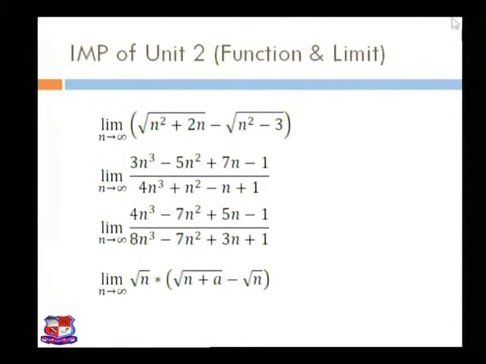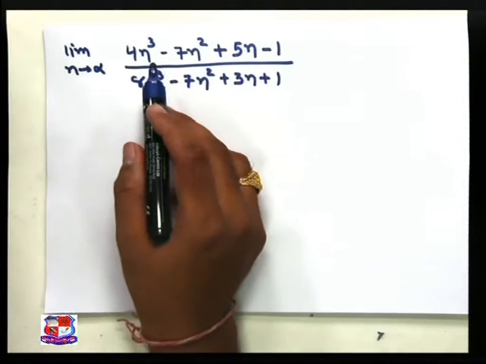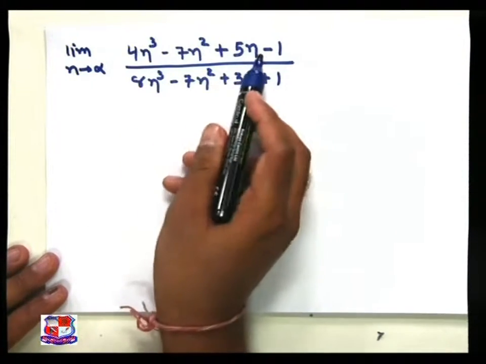Next question: 4n cube minus 7n square plus 5n minus 1 divided by 8n cube minus 7n square plus 3n plus 1. So we write it first, limit n tends to infinity, 4n cube minus 7n square plus 5n minus 1, divided by 8n cube minus 7n square plus 3n plus 1.